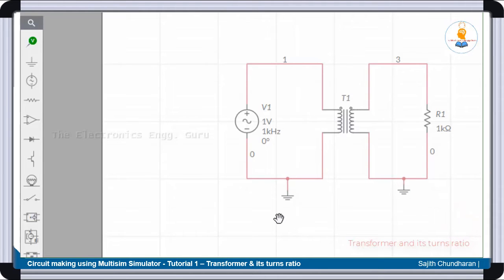Now here you can see that the supply voltage, even though it is AC voltage, you can see the symbol of the sine wave. You can see what is that voltage and the frequency. It is 1 volt and 1 kilohertz. Let us put the normal value of a voltage and frequency.